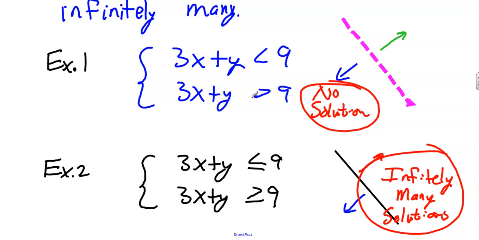That's it. That's all you got to do. So, no bar, it's no solution. If you have a bar, then it's infinitely many. So, no bar, no solution. Kind of think about it that way.